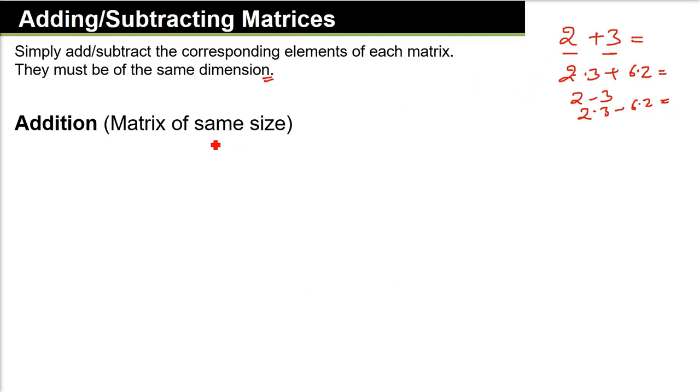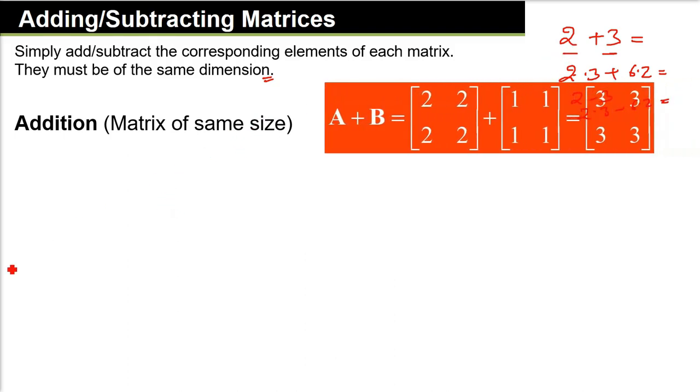The only condition is that the dimensions have to be the same. Let us take a very simple example. We have a matrix A which is 2, 2, 2, 2. B is 1, 1, 1, 1. When we try to add, we add the corresponding elements. First, both matrices are 2 by 2, so they can be added.